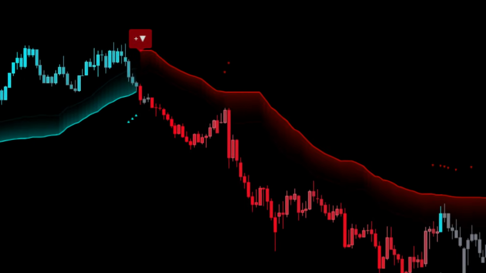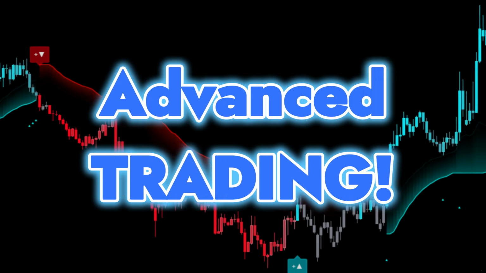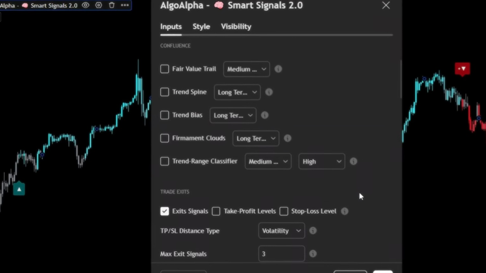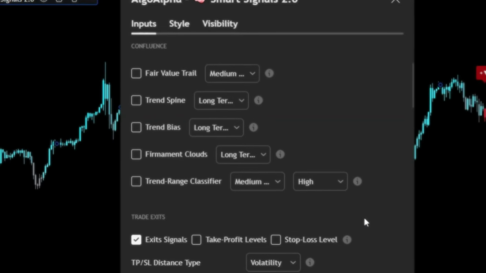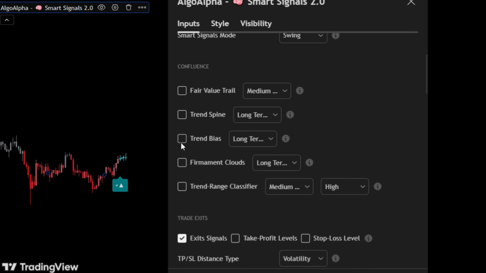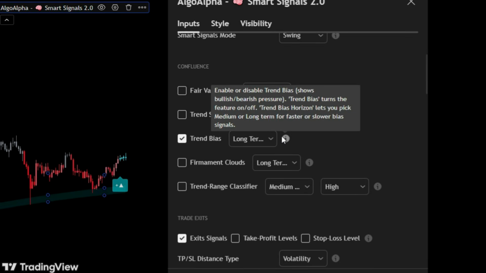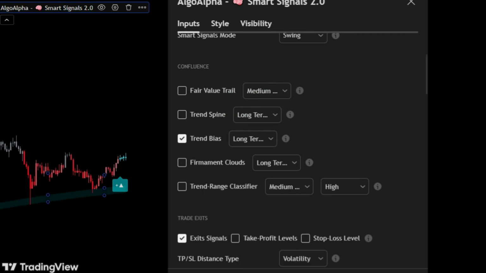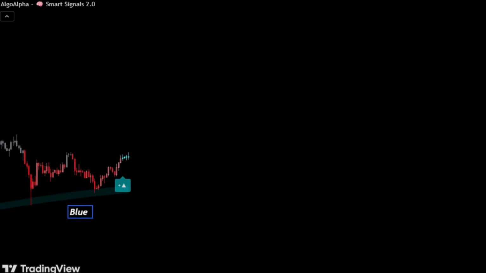Now let's take things a bit further and explore the advanced features of this indicator with those 5 key options I just mentioned earlier. If you open the indicator settings, you'll see something called trend bias. And this one is basically a momentum indicator. When the trend bias ribbon turns blue, it means the market has gained bullish momentum. Now we've got another confirmation layer added to our long setup.